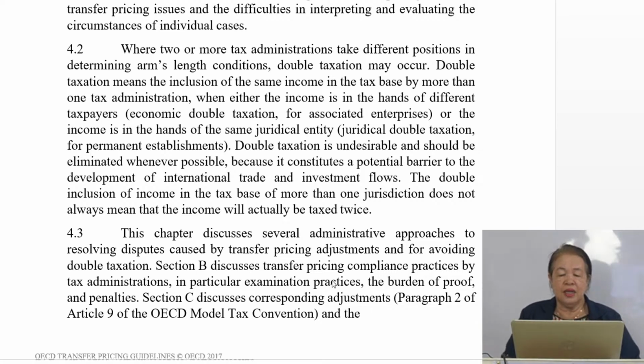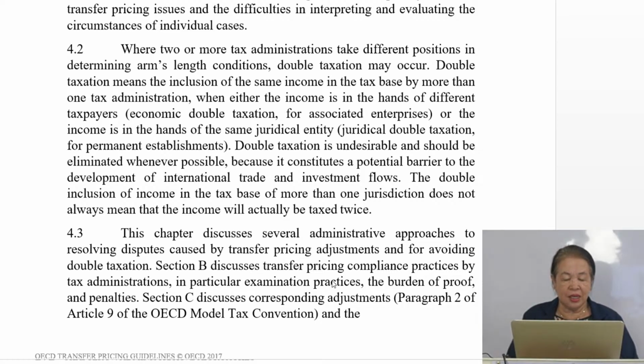So when the income is in the hands of different taxpayers, there is economic double taxation for associated enterprises. Or if the income is in the hands of the same juridical entity, juridical double taxation for permanent establishments. So double taxation is undesirable and should be eliminated whenever possible. So yung salita dito na whenever possible.